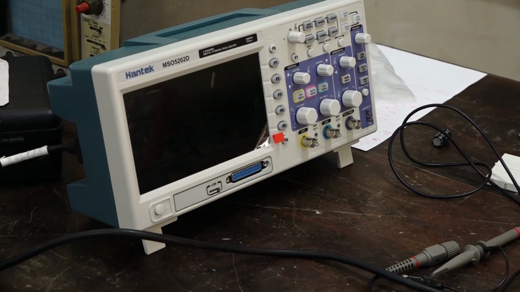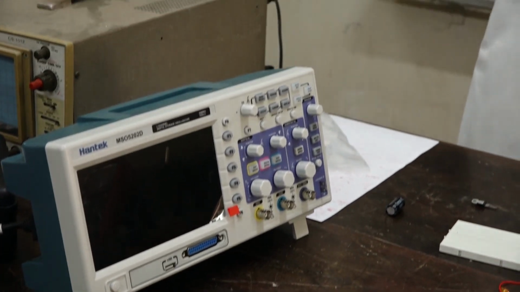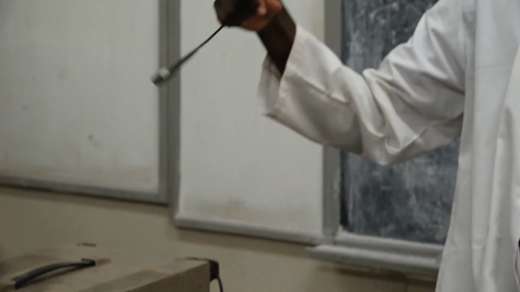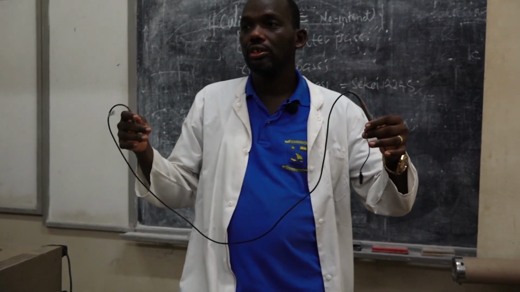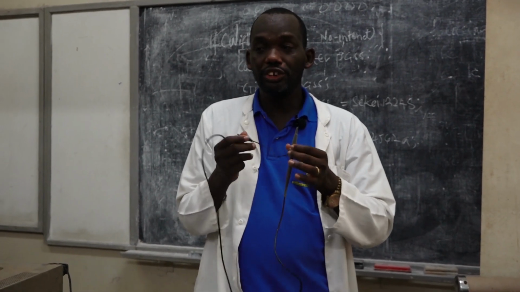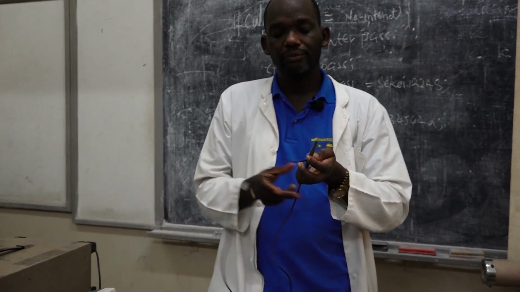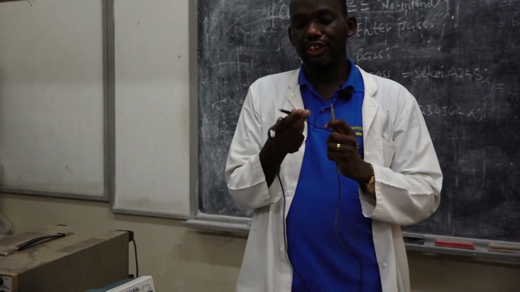How can we connect the input to the oscilloscope? We need what we call a BNC connector or BNC probe. It has two tips. This one is the positive tip, and this one is for the ground.